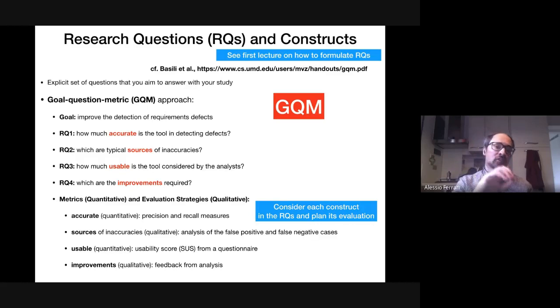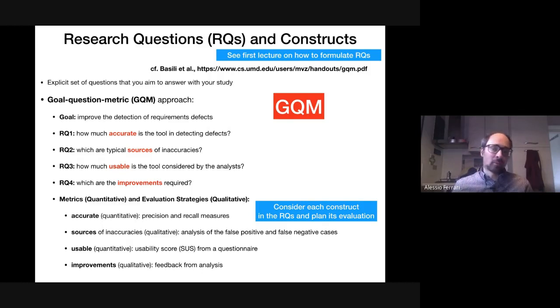Based on this Goal, you define the research questions that are relevant for you, and then you consider each construct that is discussed in the question, and plan your evaluation of that construct according to qualitative approaches or quantitative approaches. So this is a systematic way. You start from goals, you define questions, and you define metrics that are mostly, of course, quantitative, or evaluation strategies that are qualitative, but all associated to the construct that you have identified.